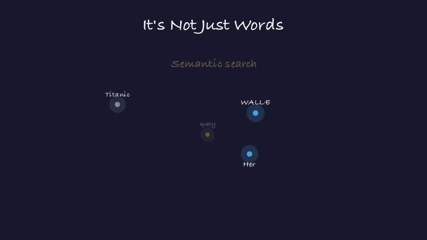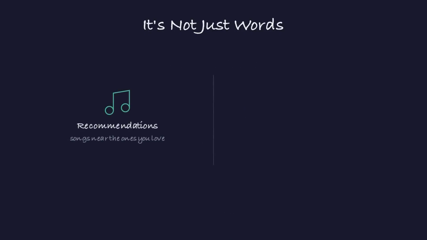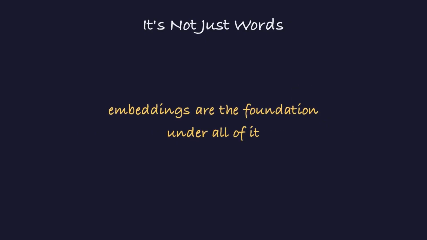And now every use case from the intro clicks into place. Semantic search. Embed your query, find the nearest document points. That's the lonely robot search from the start. Recommendations. Songs near the ones you love. And RAG, letting an AI answer from your documents, embeds your files, then grabs the chunks nearest your question. Embeddings are the foundation under all of it.